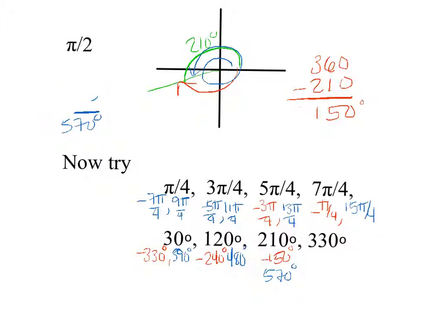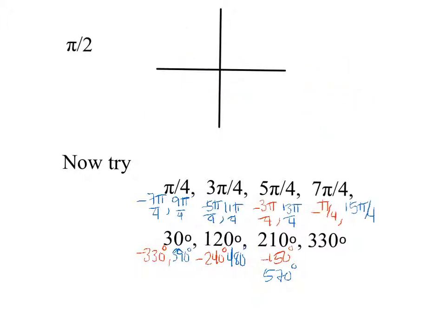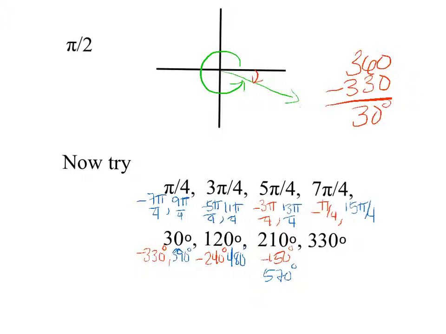And our last one, got 330 degrees. That's a big angle. It's almost the whole circle. So when I want to do the negative version, I've got 360 degrees minus the 330. That leaves me with 30 degrees, but that's negative 30 degrees.